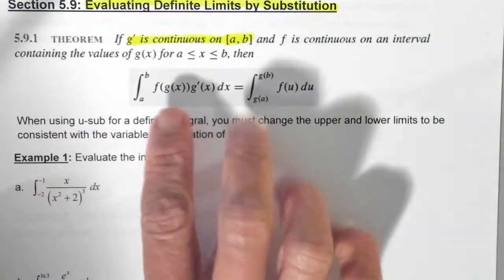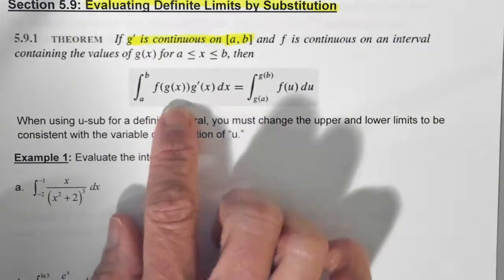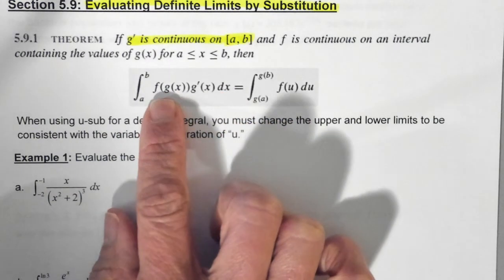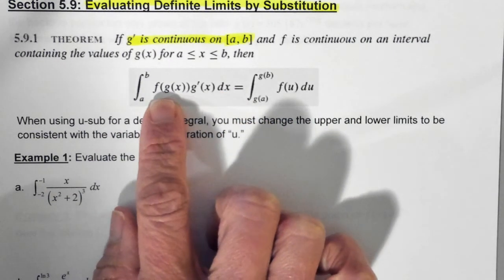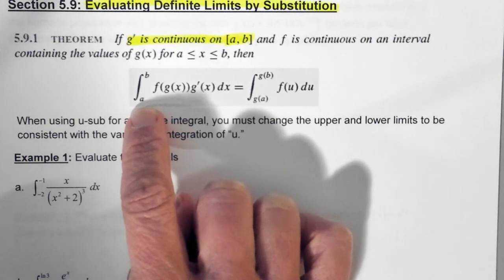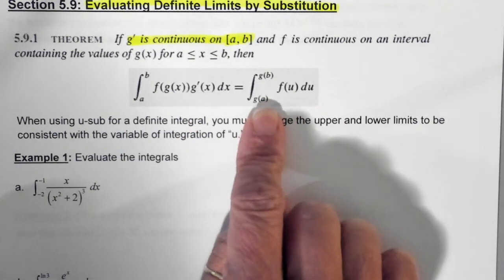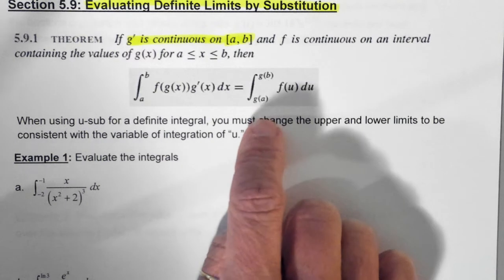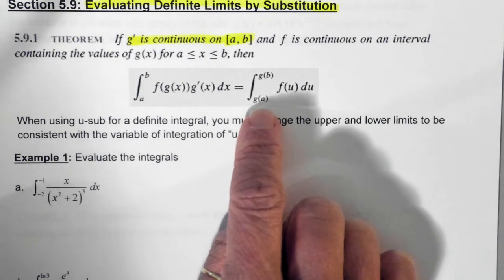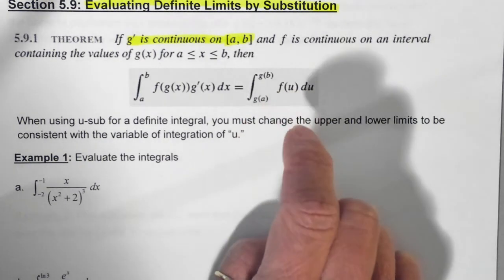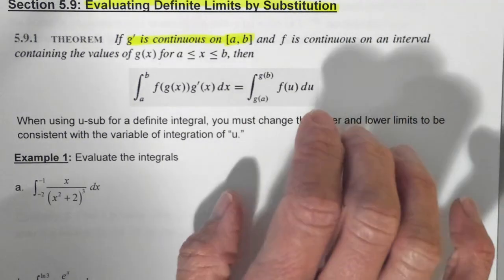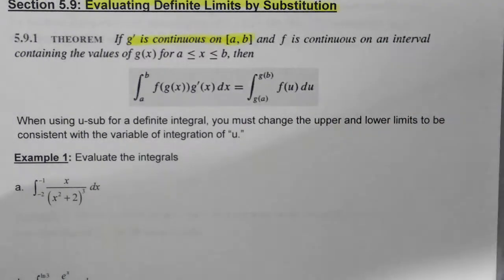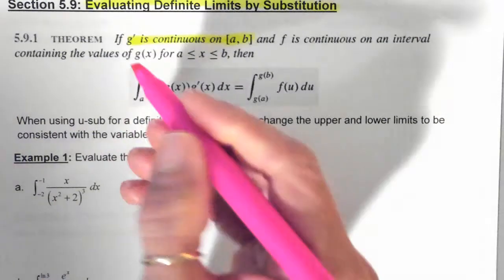And really what this is saying, in plain English, is that currently when you are integrating in terms of x, you are given your bounds in terms of x. But in order to integrate and evaluate with respect to u, you have to change your bounds. Okay, and that's exactly what we're going to do. So here we're given our values of a and b.